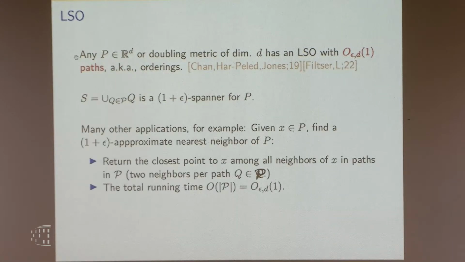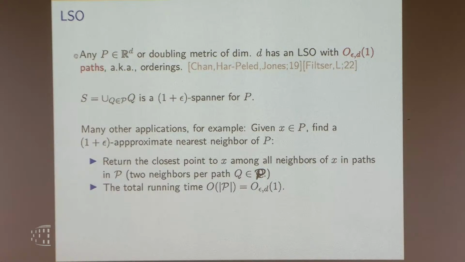And here I give you another sort of application. For example, let's say that you want to build a data structure for querying approximate nearest neighbor. What do you do? If you have this collection of paths, all you do is take a point, look at the 2 neighbors in the path. For each path, you have 2 neighbors. And you go through all the neighbors in the set of paths and just pick the closest one. The query time is basically the number of paths. And that gives you very fast query time if you can construct this thing.